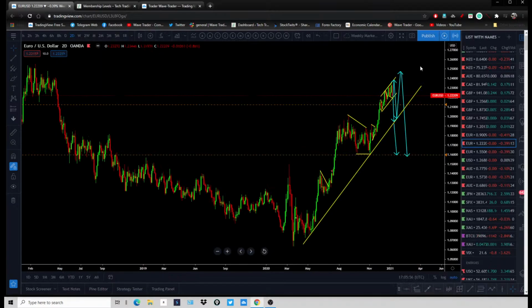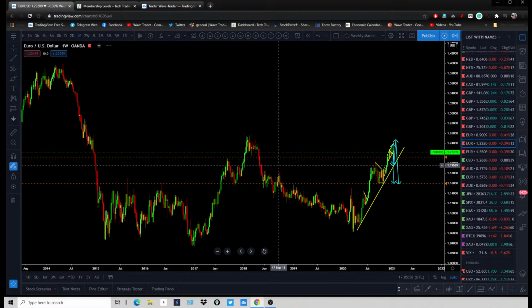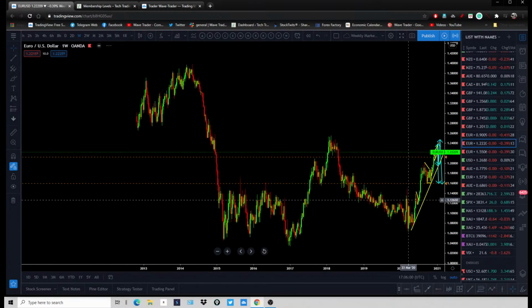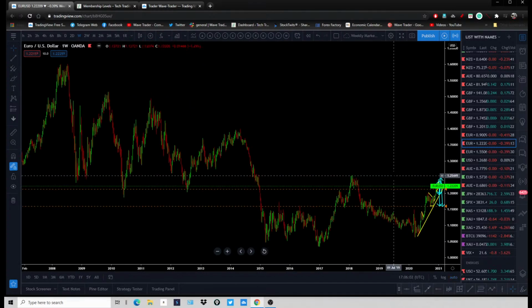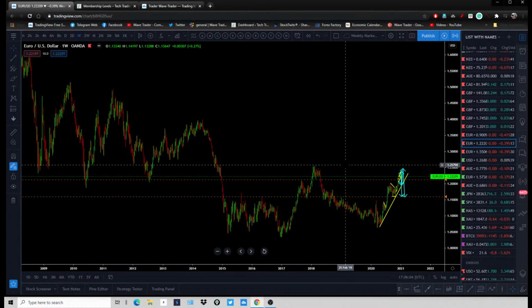So again, the higher the euro goes, it's going to create more problems for the ECB, because the ECB is also facing negative inflation. So the strength on the dollar is going to be good for the euro, but weakness on the dollar is not going to be good for the euro. All right, euro going to go higher.